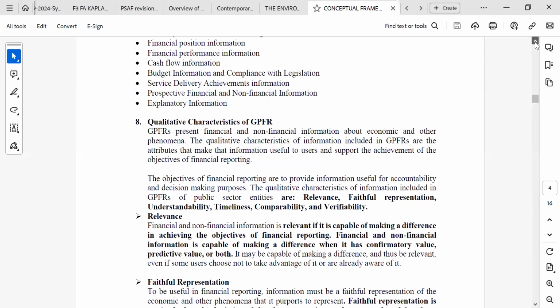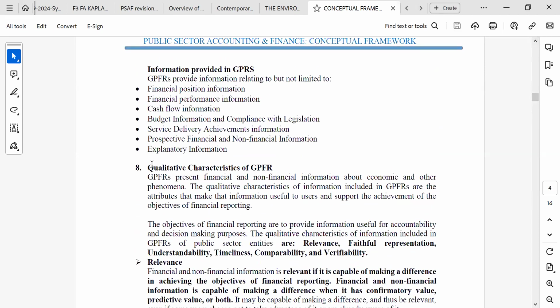Please, let's pay attention to this side. They are now setting the question based on the qualitative characteristics. They will not ask you to state them. They will now give you situations, and they will ask you which of the qualitative characteristics are absent or present. They will be asking you questions like that.